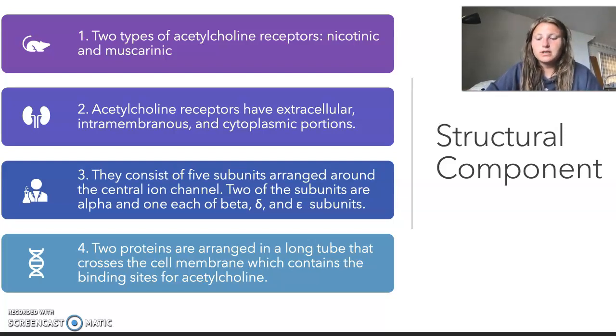In simple terms, nicotinic receptors are pentameric ligand-gated ion channels, whereas muscarinic receptors are 7-helix G protein coupled membrane proteins. Acetylcholine receptors have extracellular, intramembranous, and cytoplasmic portions. They consist of 5 subunits arranged around the central ion channel. 2 proteins are arranged in a long tube that crosses the cell membrane, which contains a binding site for acetylcholine.